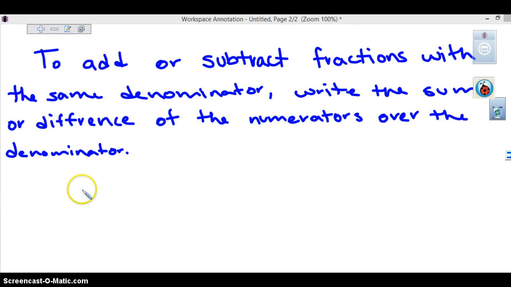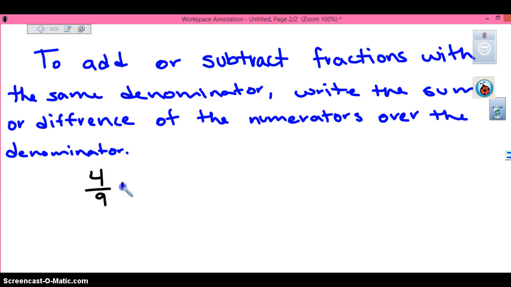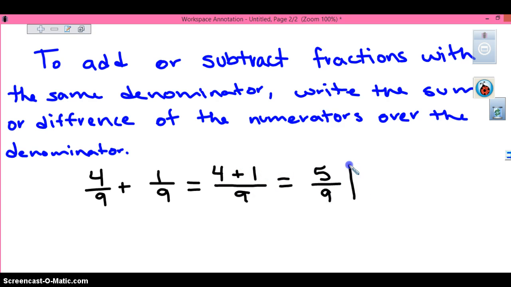For example, if we have 4/9 plus 1/9, these fractions are like fractions because they have the same denominator. We keep our denominator and add the numerators. 4 plus 1 is 5, so 5/9.